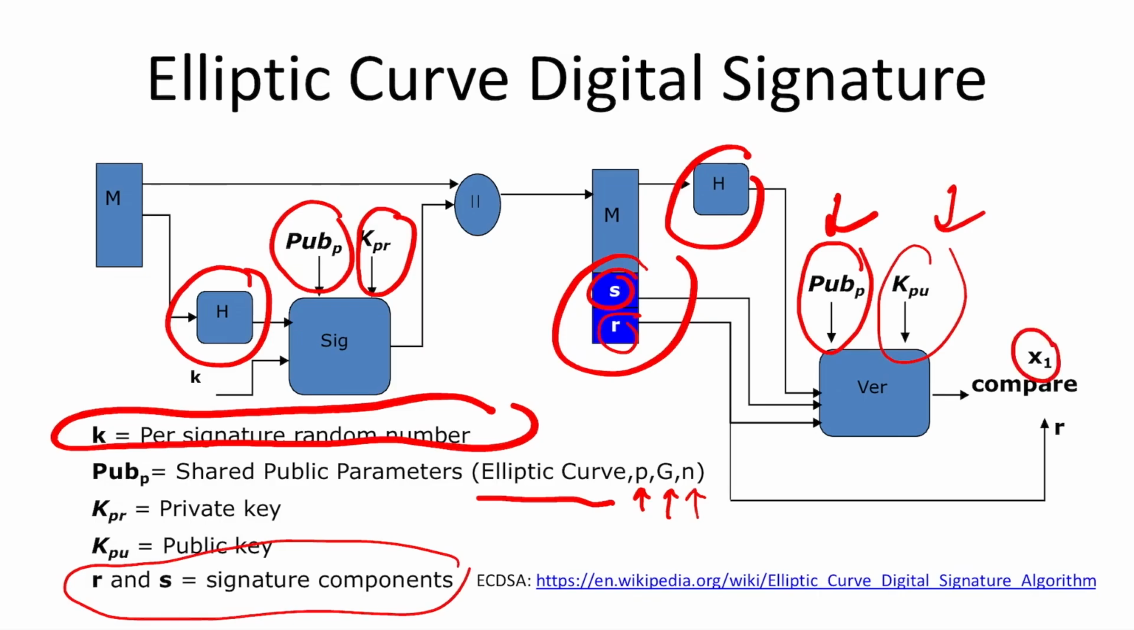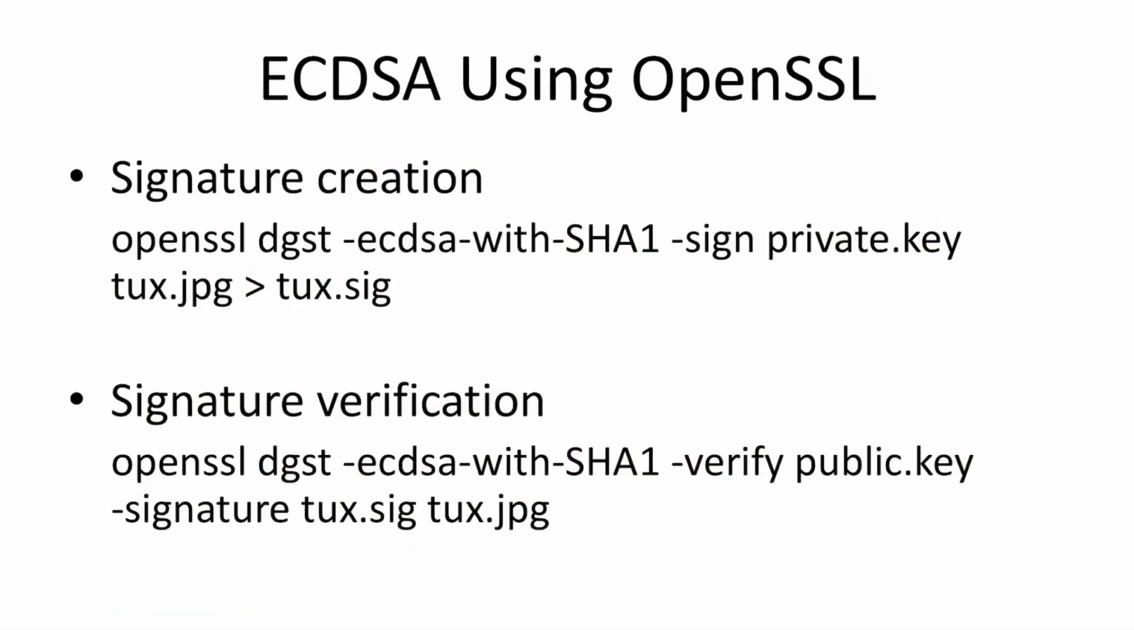And the value x1 is then computed through this verification function, and if this value is equal to the R value in the digital signature, then our signature is verified, or in other words, the user or the message is authenticated. Now you can visit this link right here to look at the elliptic curve digital signature algorithm in detail and the exact computations that are done in the signature creation function as well as the verification function.